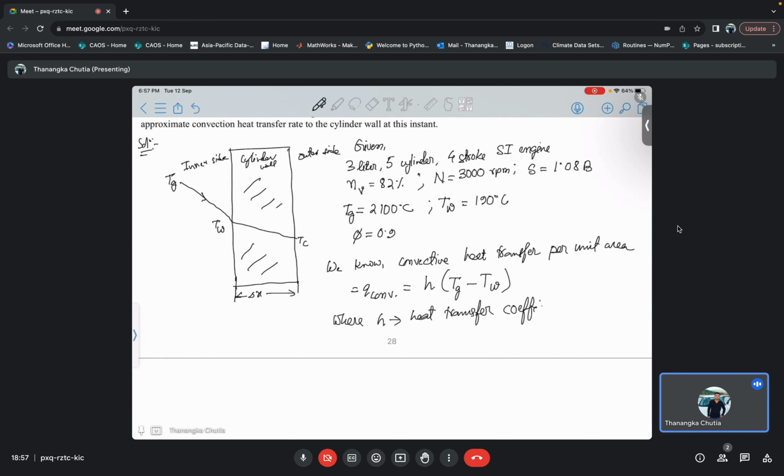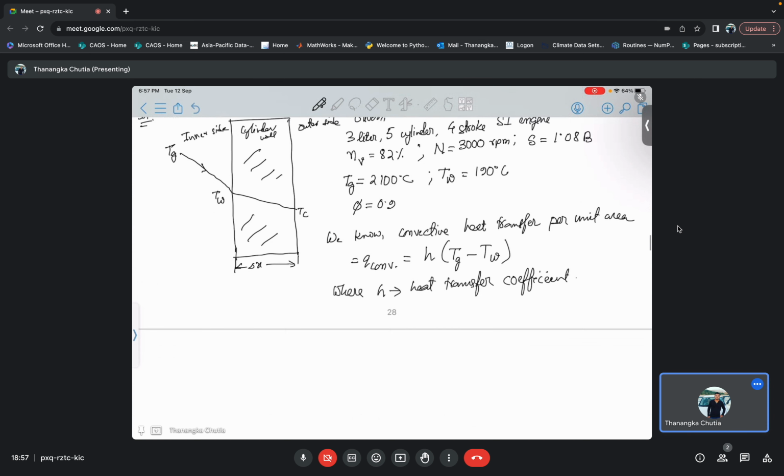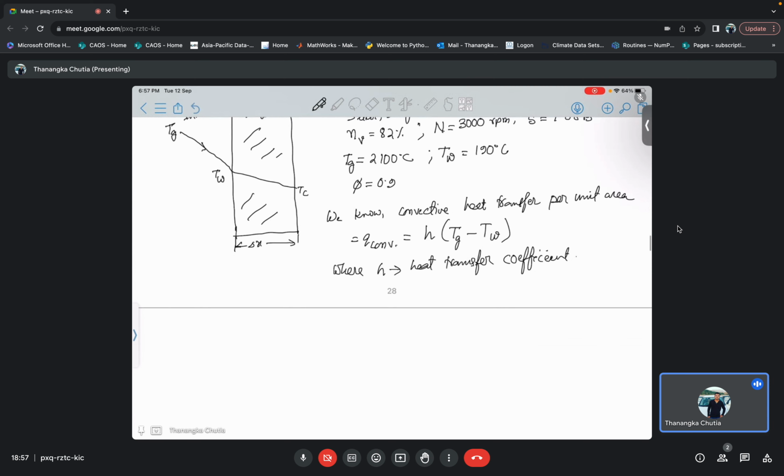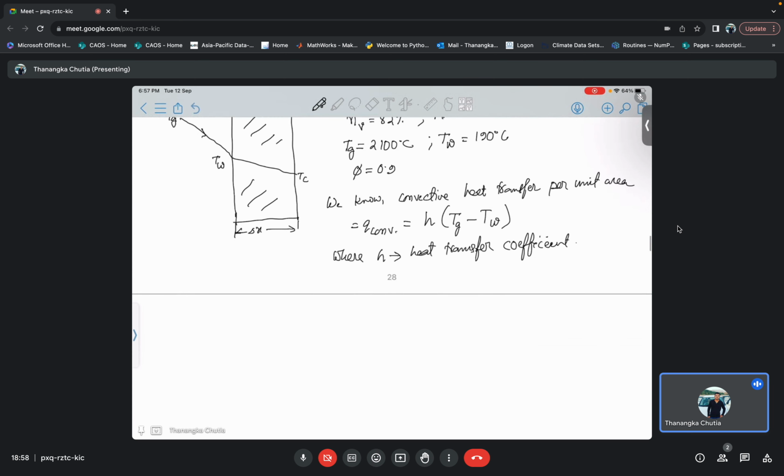Okay, so from the basic heat transfer coefficient, this is basically the working formula. Now the entire problem, because we already have Tg and Tw, comes down to how you calculate h. This h calculation we have to do by the empirical relations.